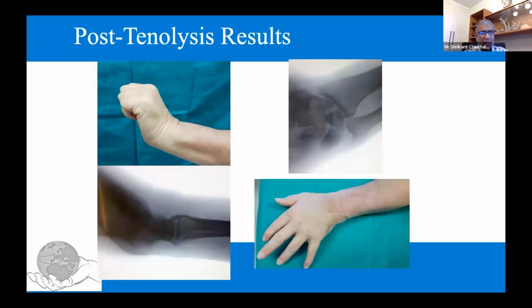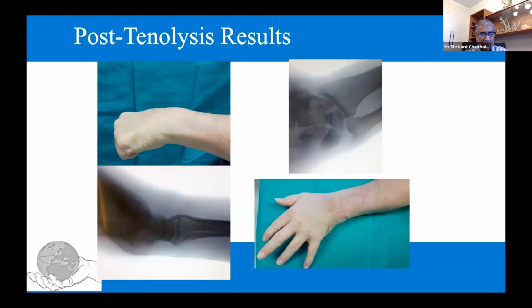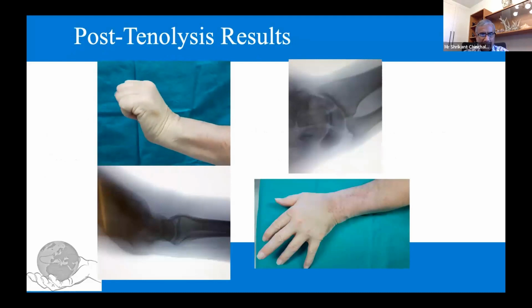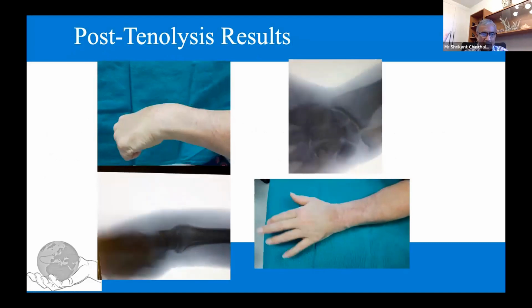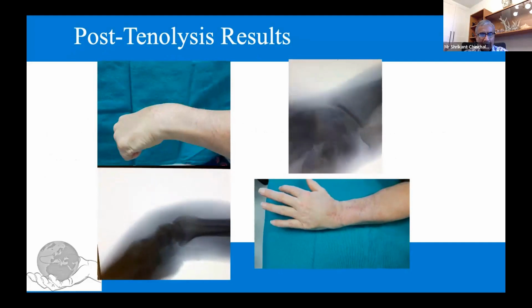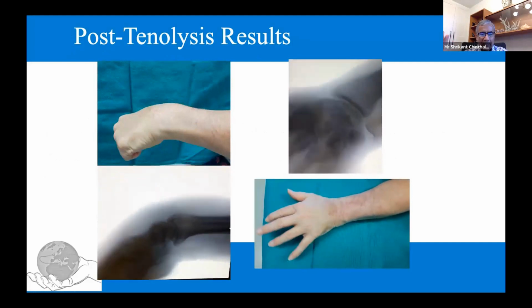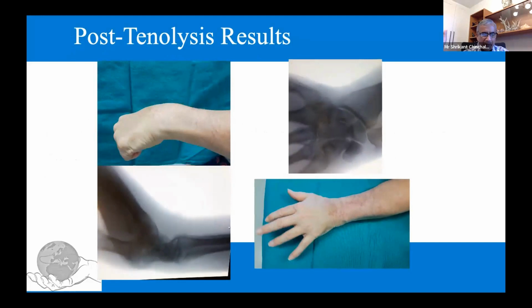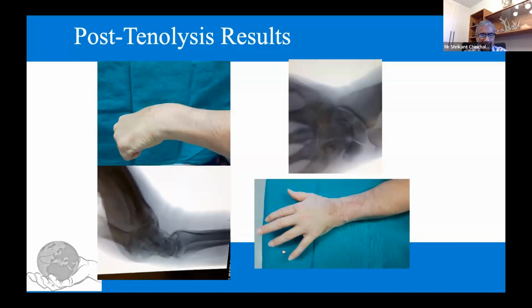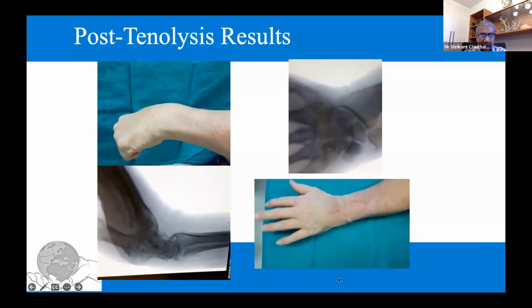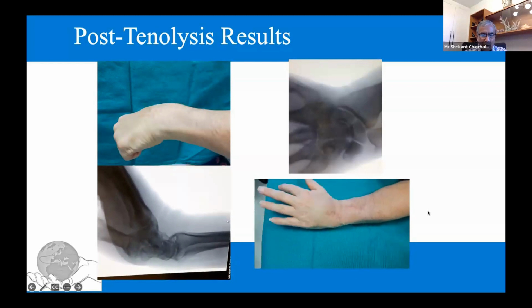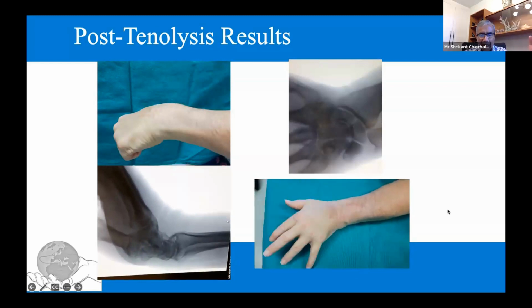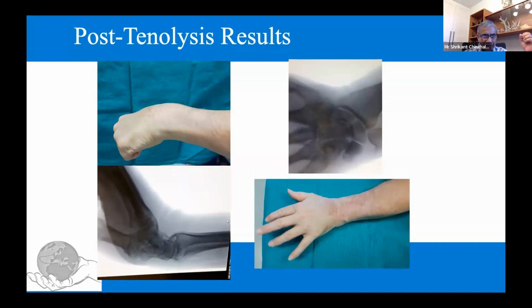So post-tenolysis, he has significantly greater range of motion in his wrist extension as well as flexion. With fingers flexed, he had full range of motion with fingers extended, and fluoroscopically, we identified that he has maximum range of his wrist in extension as well as flexion, and he had near normal range of motion of his radiocarpal as well as midcarpal joint fluoroscopically when we compared that with the contralateral normal side.